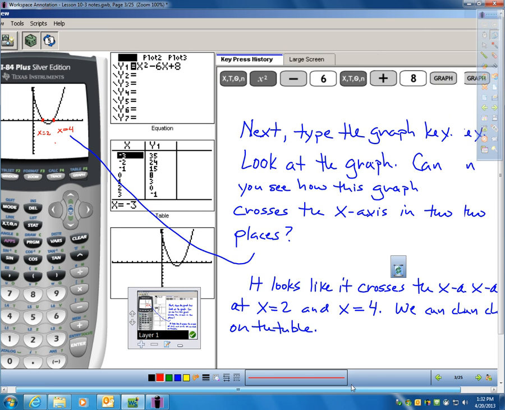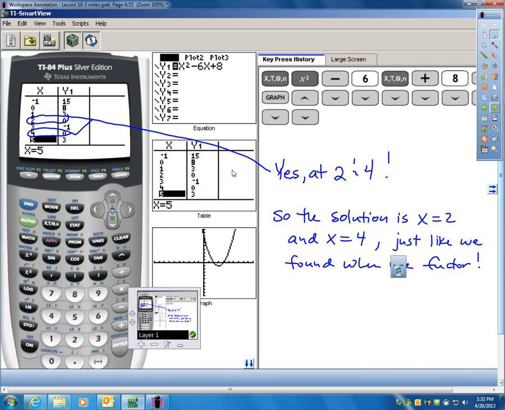We can quickly check that on our table. So we can now go ahead, hit the second button, and table. And you can look at a table, and do you notice on your table, it will tell you when you plug in 2 for x, y must be 0, and when you plug in 4 for x, y must be 0. So 2 and 4 are the values for x that create 0 for y. Those are the solutions, just like when we factored, we got 2 and 4. Those are the points that are intersecting the x-axis. Very simple to do it that way.